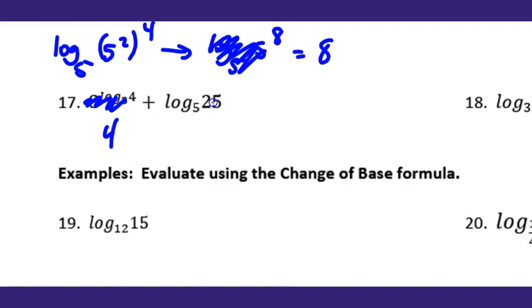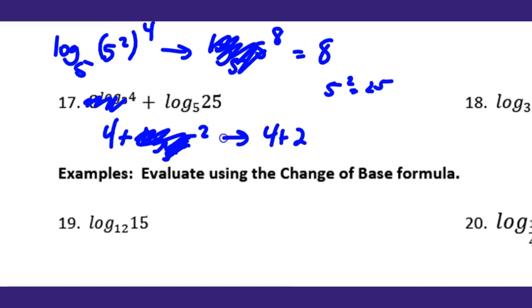And then over here, remember we just looked at this. 5 squared equals 25. So we're going to rewrite that as log base 5 of 5 squared. Well, those undo each other as well. So that's 2. So you have 4 plus 2, which is 6.